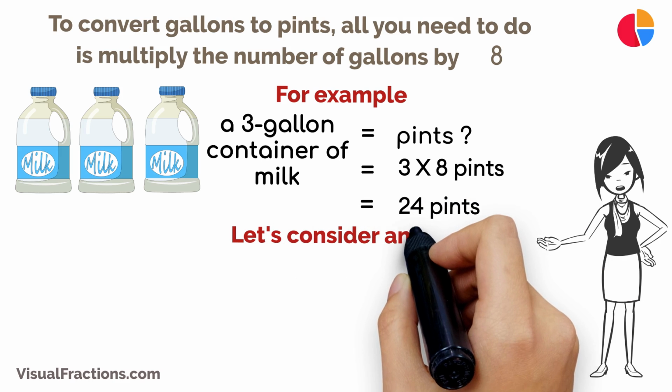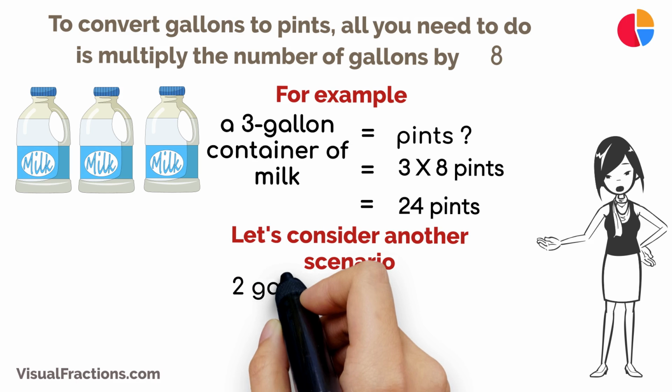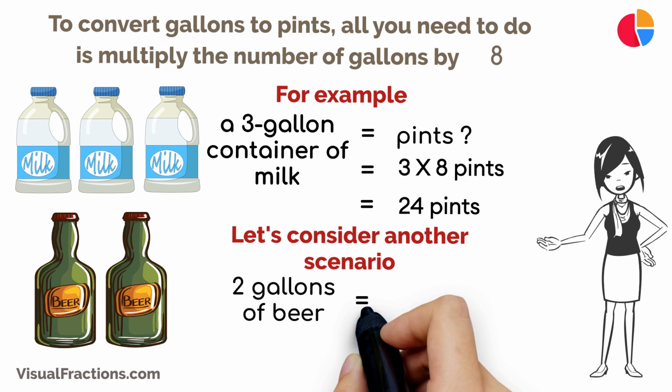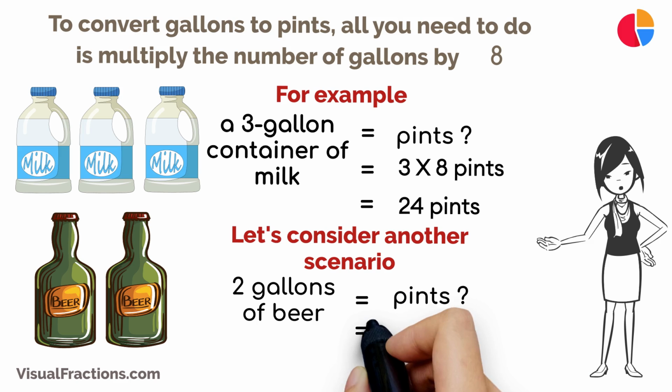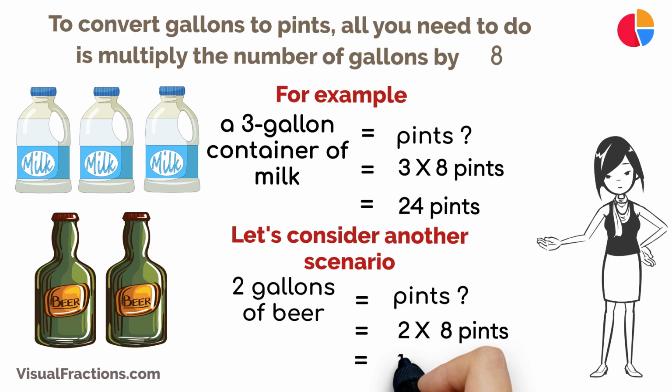Let's consider another scenario. If you're a bartender and you need to serve 2 gallons of beer in pints, converting it is straightforward. Just multiply 2 gallons by 8 to get 16 pints.